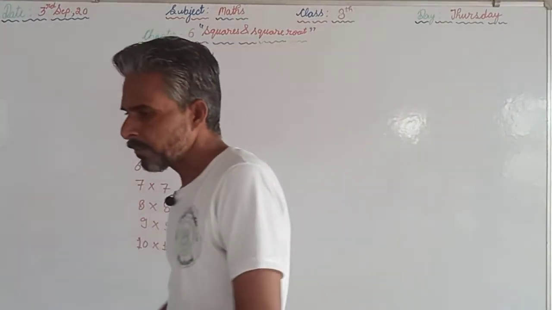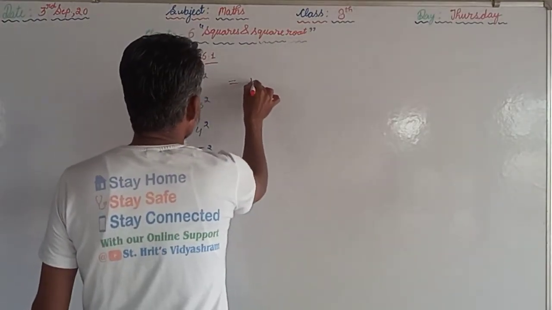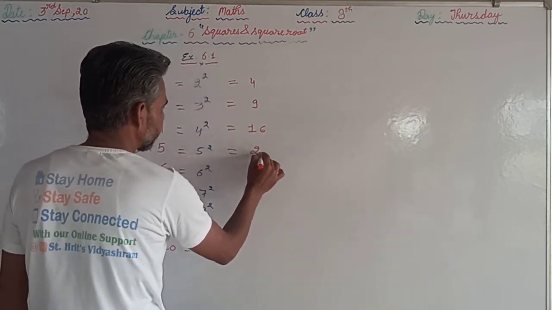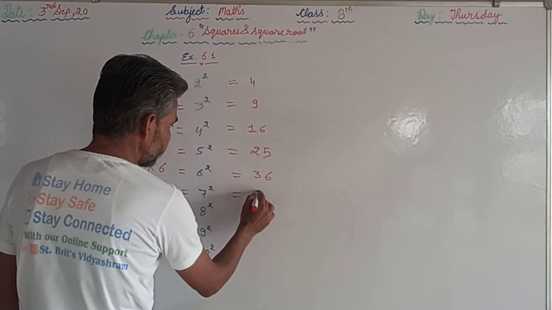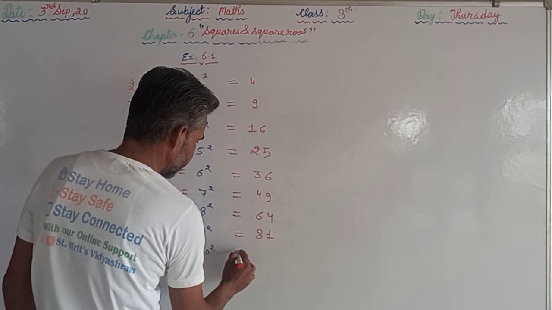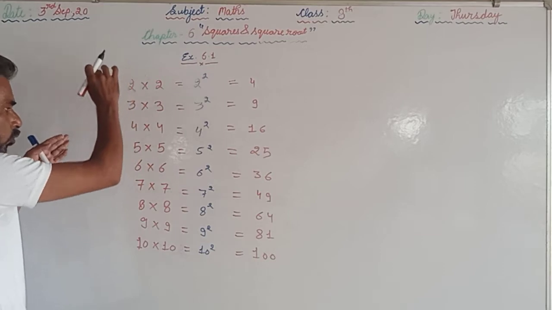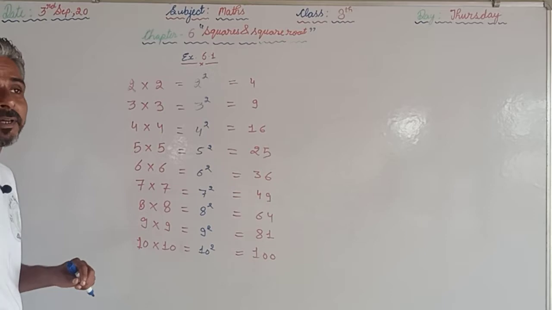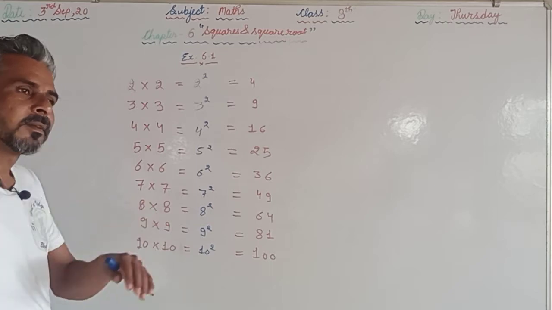To find the square we have to multiply the number by itself. So what will we get? 2 2s are 4, 3 3s are 9, 4 4s are 16, 5 5s are 25, 6 6s are 36, 7 7s are 49, 8 8s are 64, 9 9s are 81 and 10 10s are 100. So these numbers are the squares of 2, 3, 4, 5, 6, 7, 8 and 9 and so on. We can calculate the square of 11 or 100 or 111 or whatever the number is. We are supposed to multiply that number by itself only.